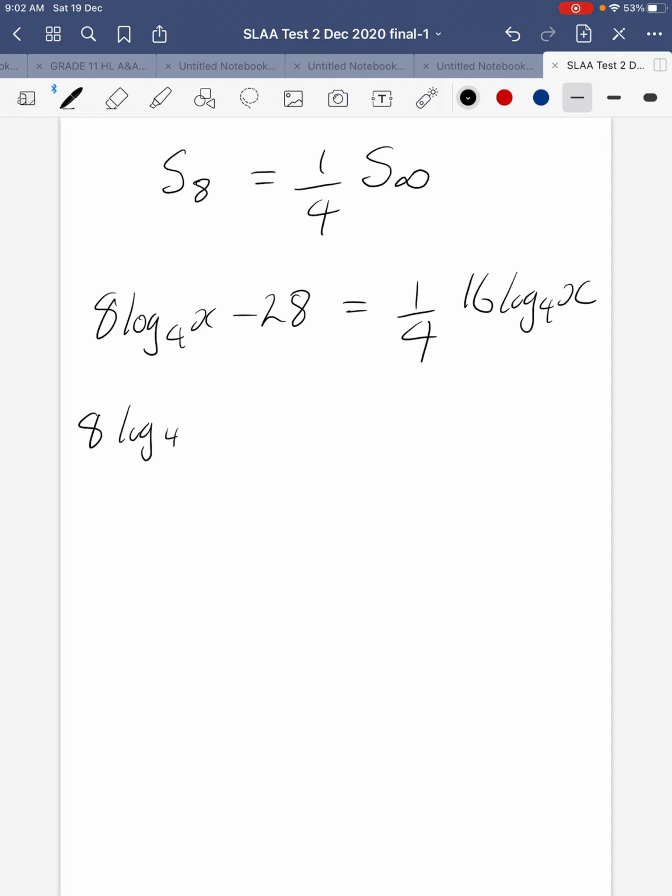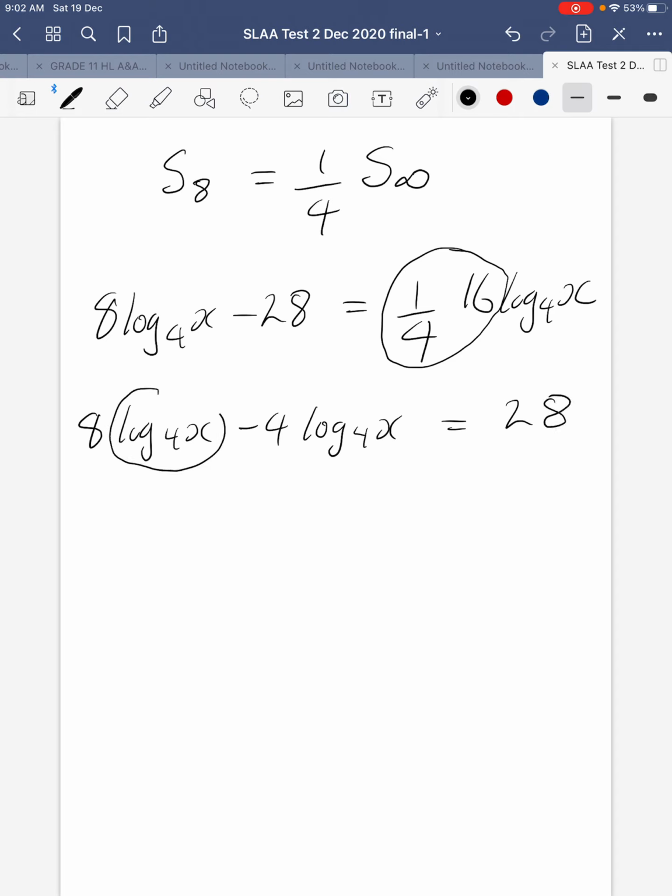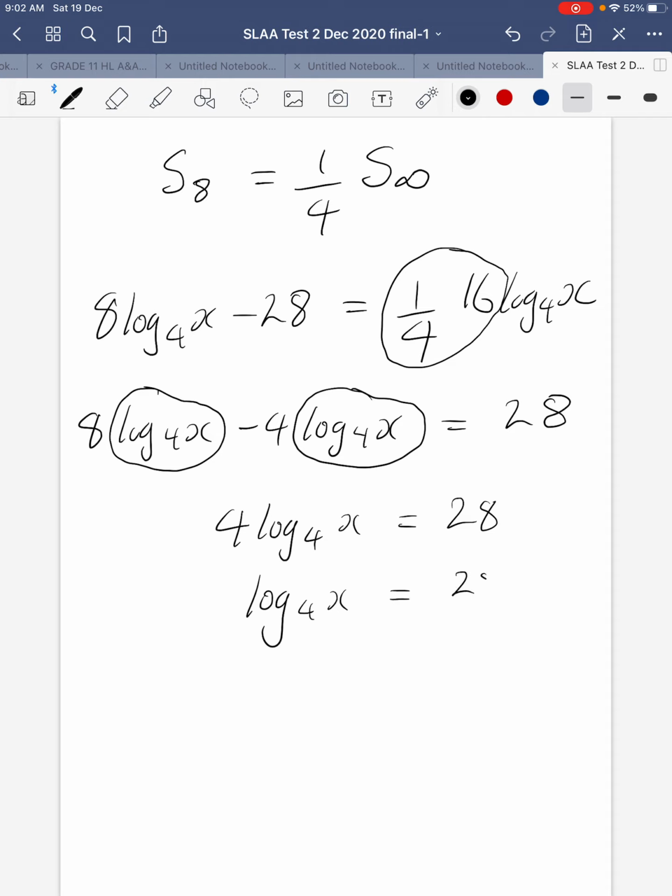This is 8 log to the base 4 of x. I'm just going to tidy this up. 1/4 of 16 is 4. So bring that across, minus 4 log to the base 4 of x. Move over to 28. And now can you see that I've got a common variable here. I've got 8 lots minus 4 lots is 4 lots. Get it down to single logarithm. And now x equals 4 raised to the 7. And I can leave it like that. There's no need to write it as a single integer.